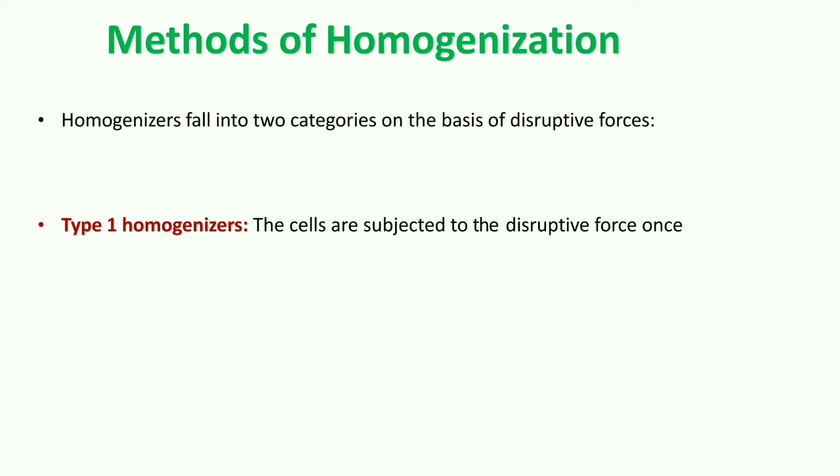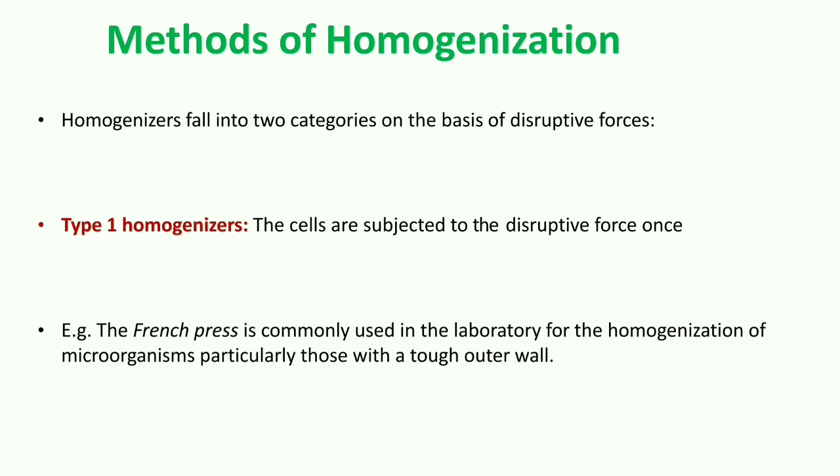Type 1 homogenizers. In this type, the cells are subjected to disruptive force only once. A good example for this is the use of the French press. The French press is mainly used in the laboratory for homogenization of microorganisms who have a particularly tough outer cell wall.